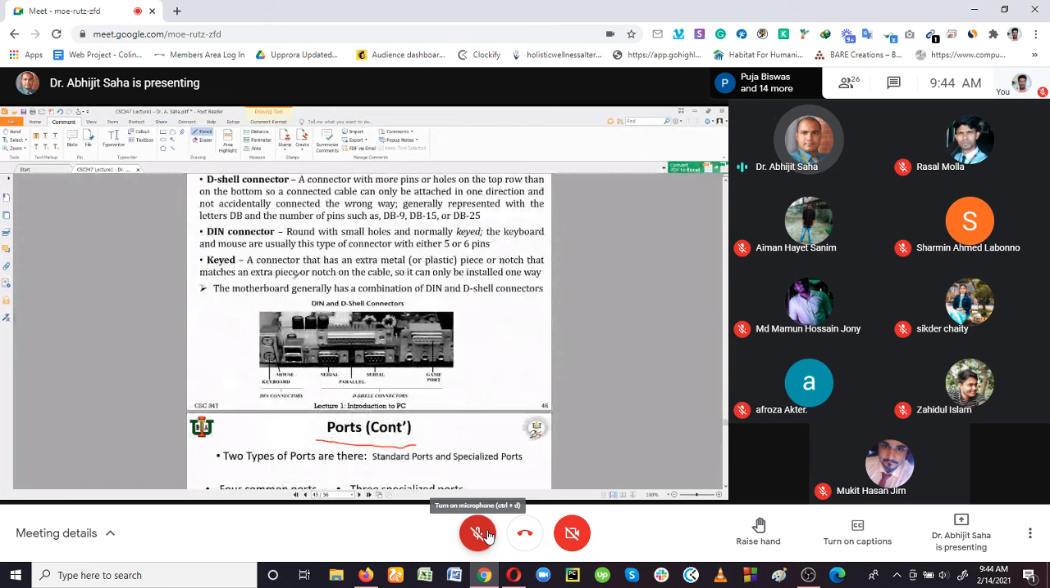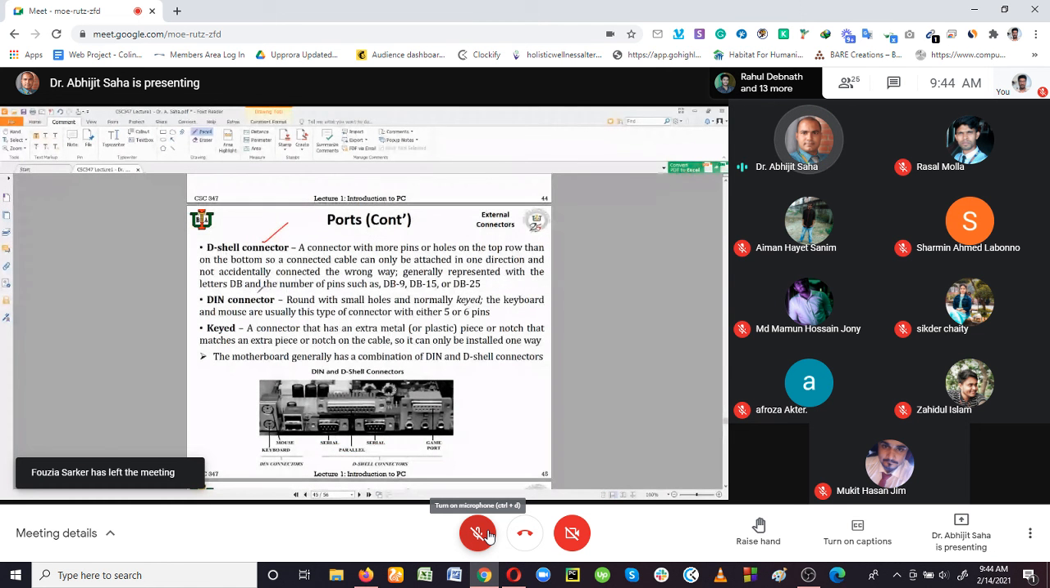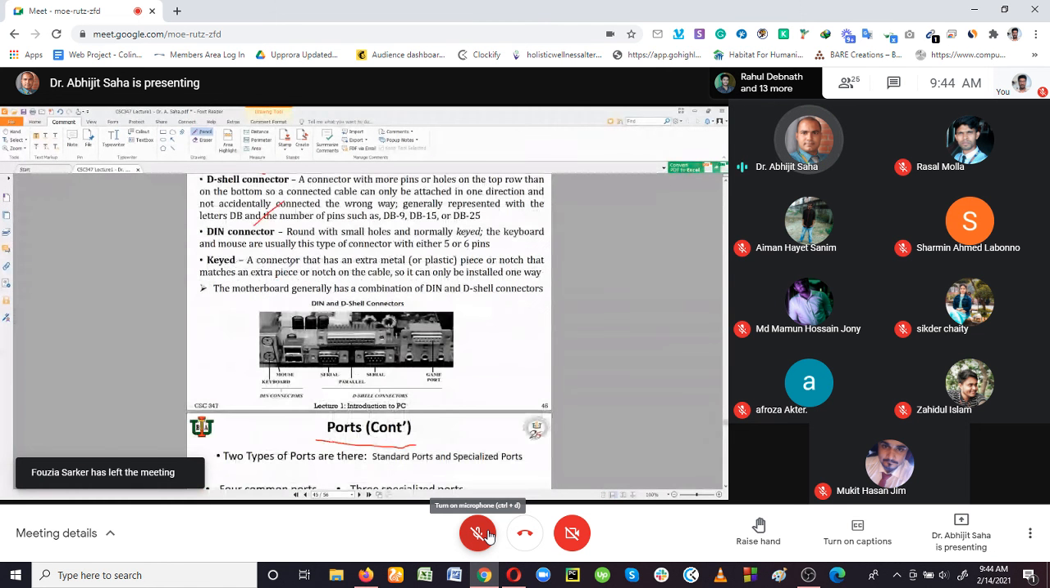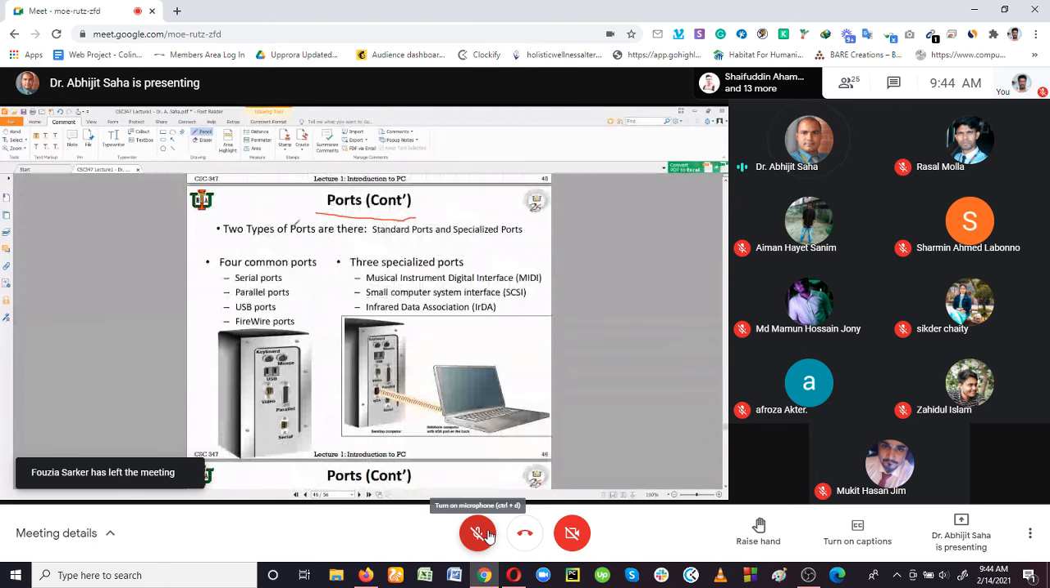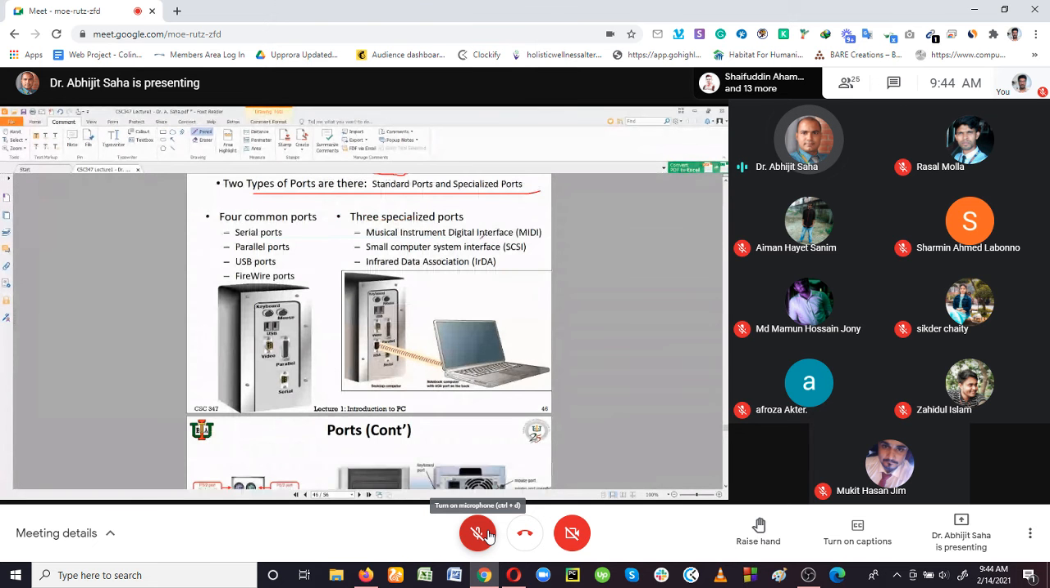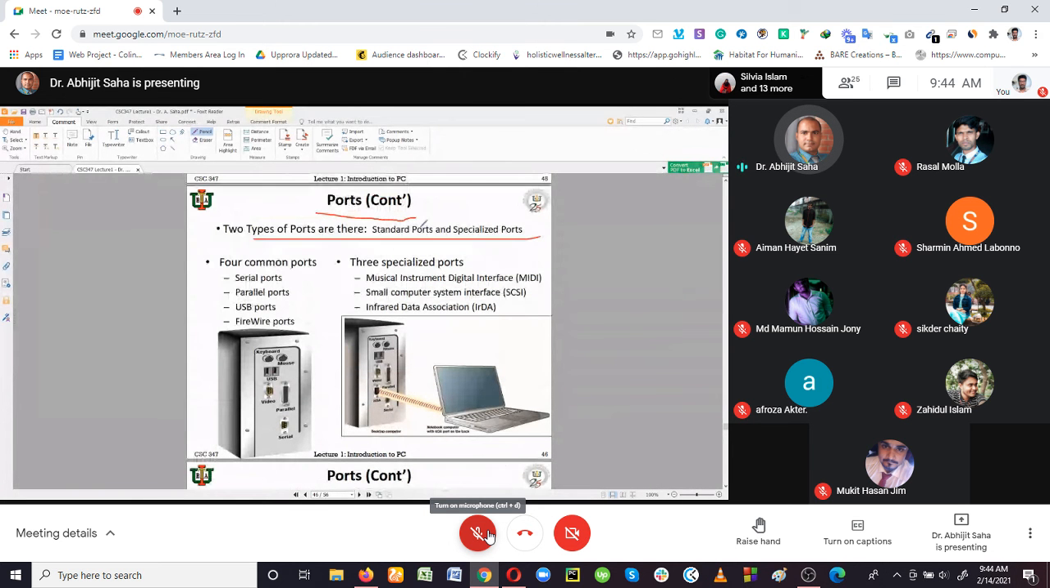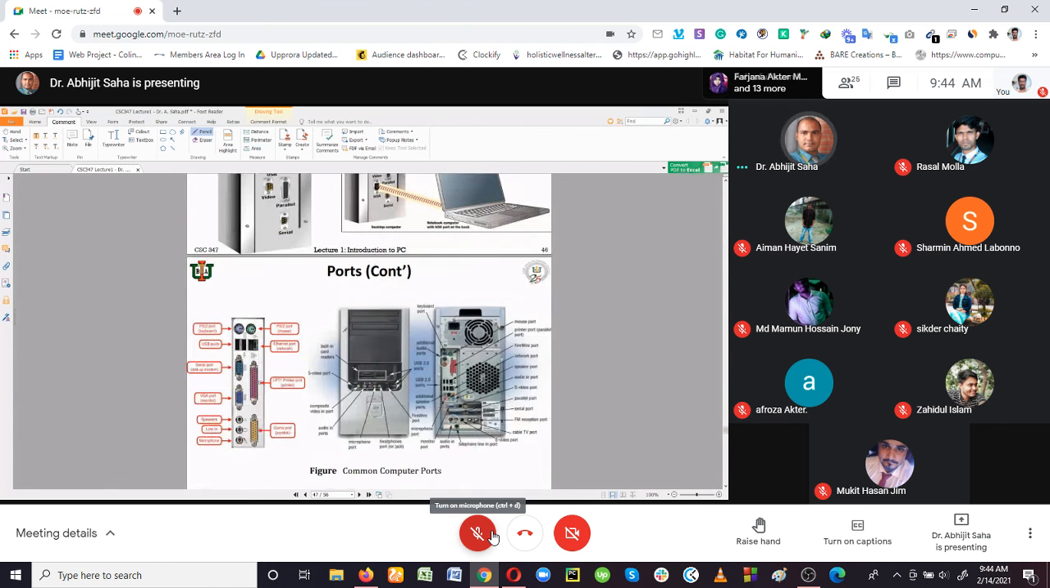We said there are different types of connectors, like the D-shell connector or DIN connector. We learned what is keyed. Then we said there are 2 types of ports, standard ports and specialized ports. There are 4 common standard ports: serial ports, parallel ports, USB ports, and FireWire ports. Then we saw some of the specialized ports.